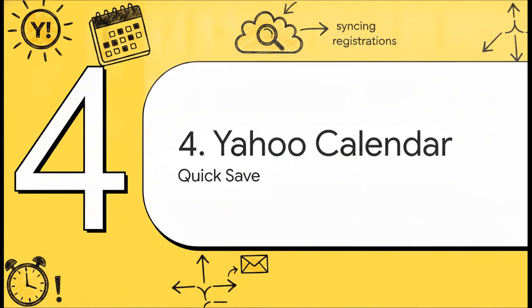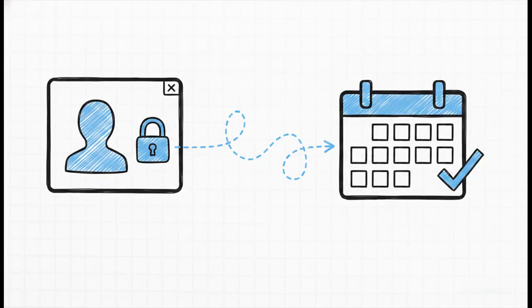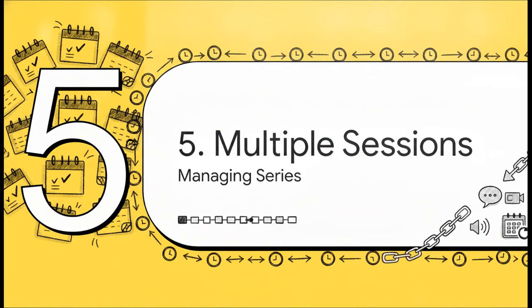Next up, number 4, adding to Yahoo Calendar. Honestly, much like the Google option, selecting Yahoo Calendar from our original drop-down menu is a very direct route. Clicking it simply prompts a new window asking you to log into your Yahoo account, assuming you aren't logged in already. Once you authenticate, it seamlessly passes all the event details right over, allowing you to save the meeting directly to your schedule without having to manually copy and paste a single thing. It's super smooth.